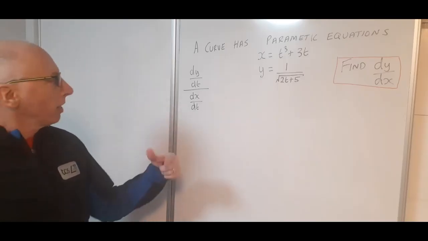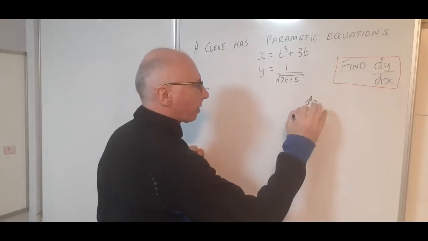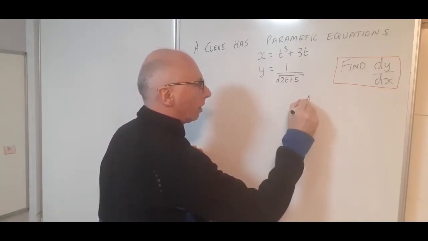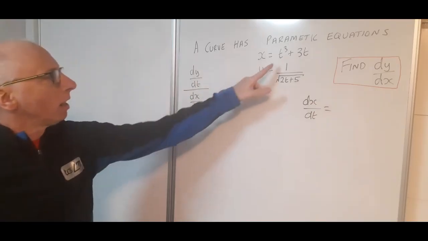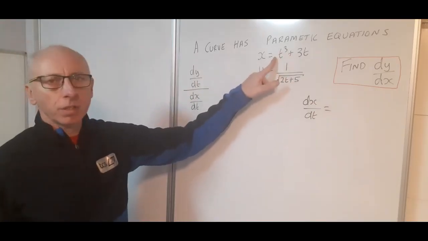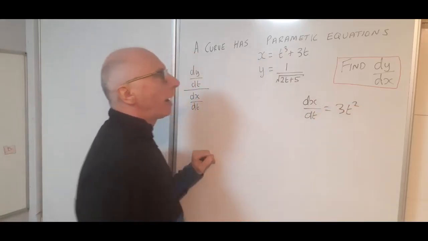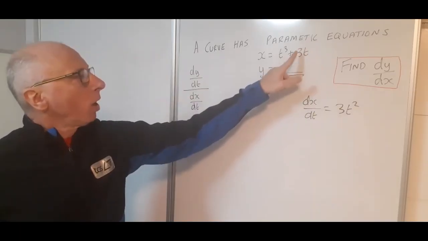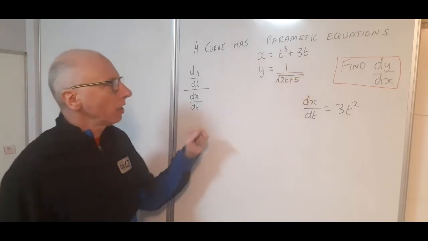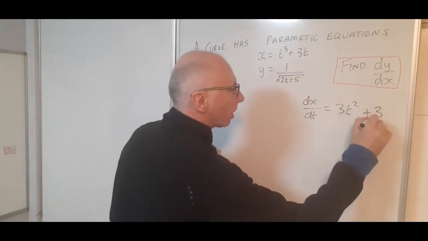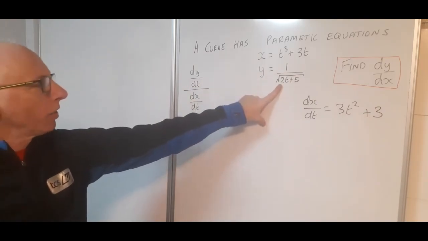So let's go straight in, let's get our building blocks. So dx/dt, derivative of x with respect to t. So the power rule, bring the power to the front and drop the power by 1, 3t squared. And 3t, power is 1, so that just stays as a 3, and drop the power by 1, so t to the 0, t disappears. So that's just 3.